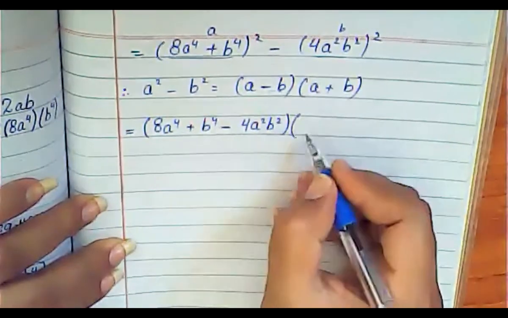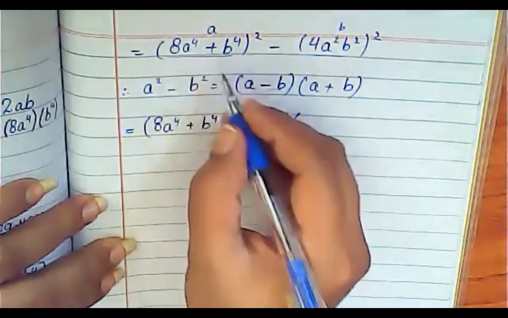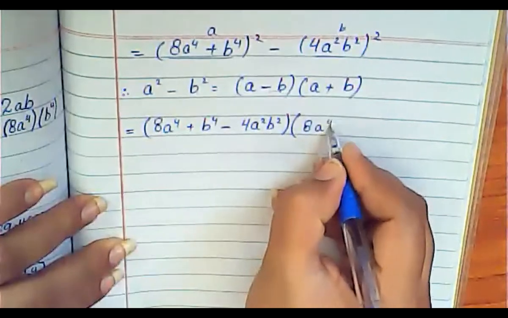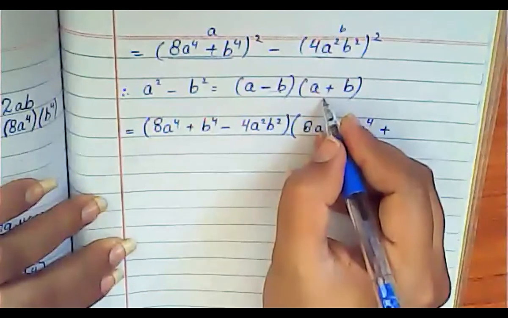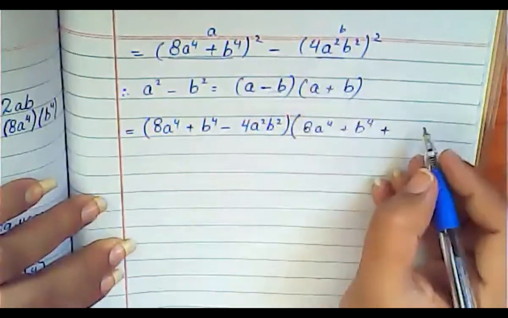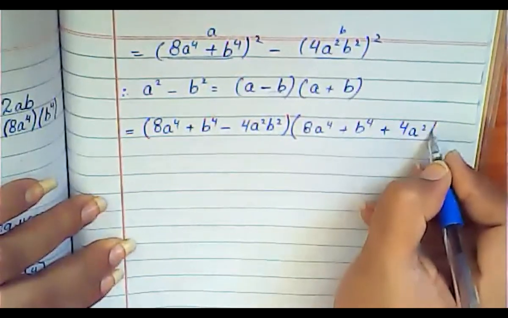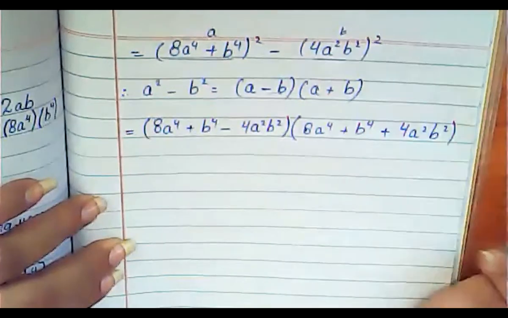Right, again term a, which is this one, 8a^4 plus b^4, then the sign of addition which is in the formula. Then term b, which is 4a square b square, bracket close.